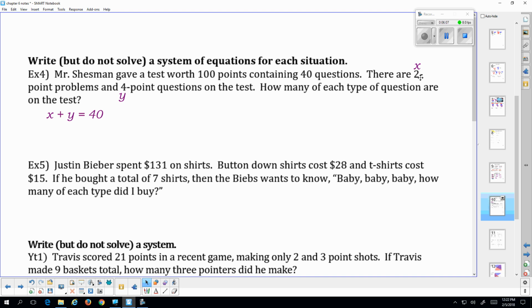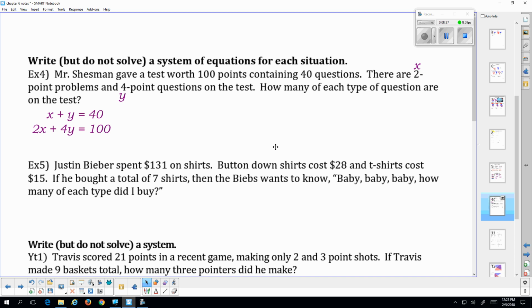Now here's the thing. The questions that are worth 2 points, every time you put a question on, that's 2 points. And every time you put a 4-point question on, that's another 4 points. So take a look at this next equation. I have 2 times, it's basically the value of the 2-point questions. The 2-point questions are worth 2 points, so 2x. Then the value of the 4-point questions, 4y. And that's going to equal 100 points.